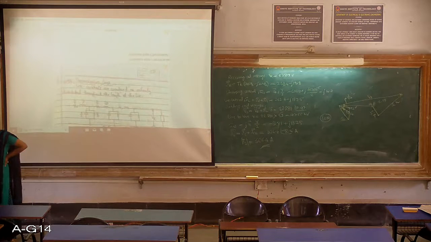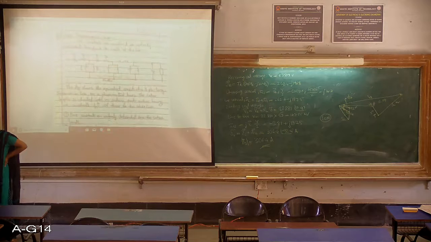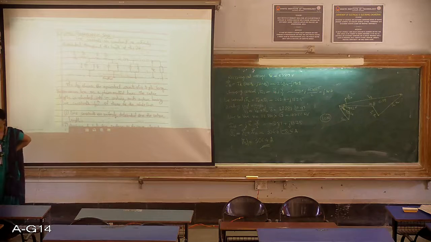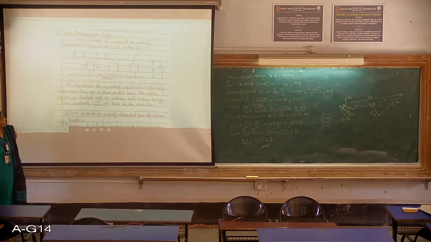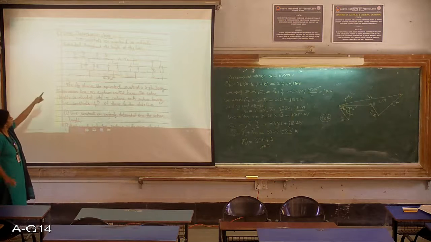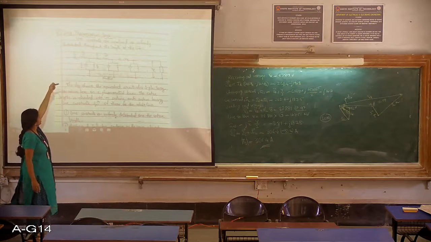Now just see the structure of long lines. It is basically your RL circuit but distributed throughout a long length. The line constants are considered as uniformly distributed throughout the length of the wire. So just pay attention to R by N, XL by N.